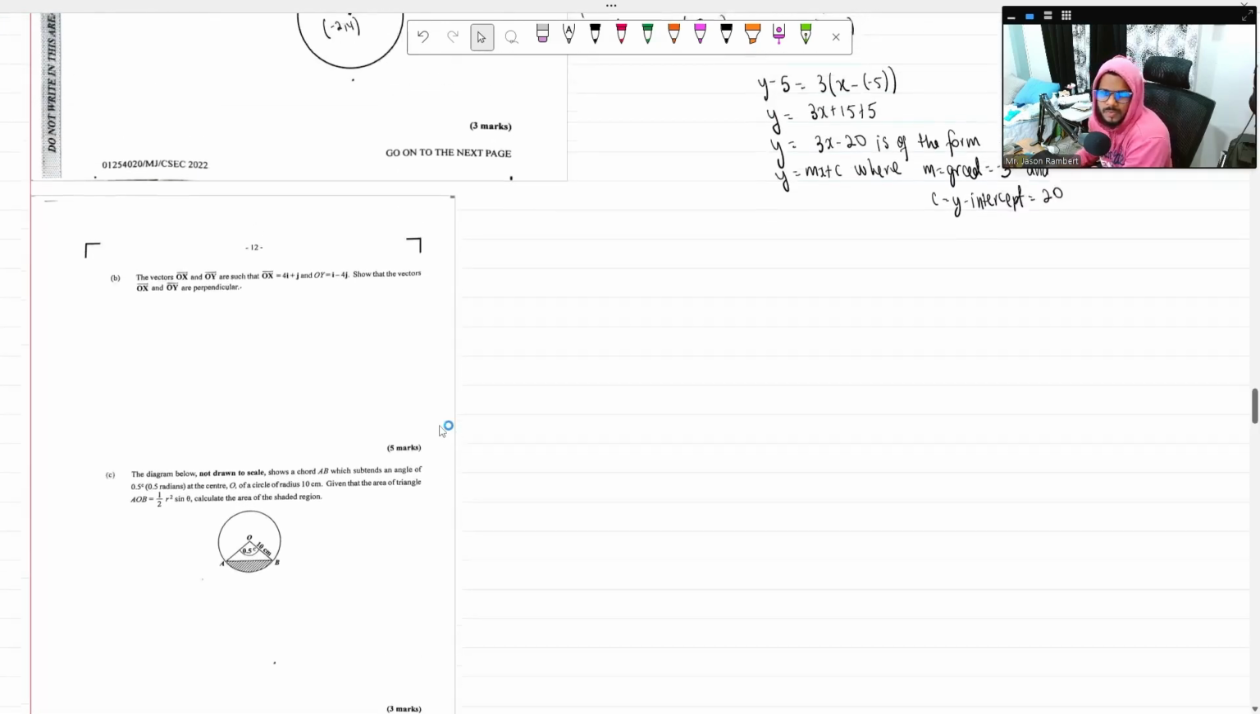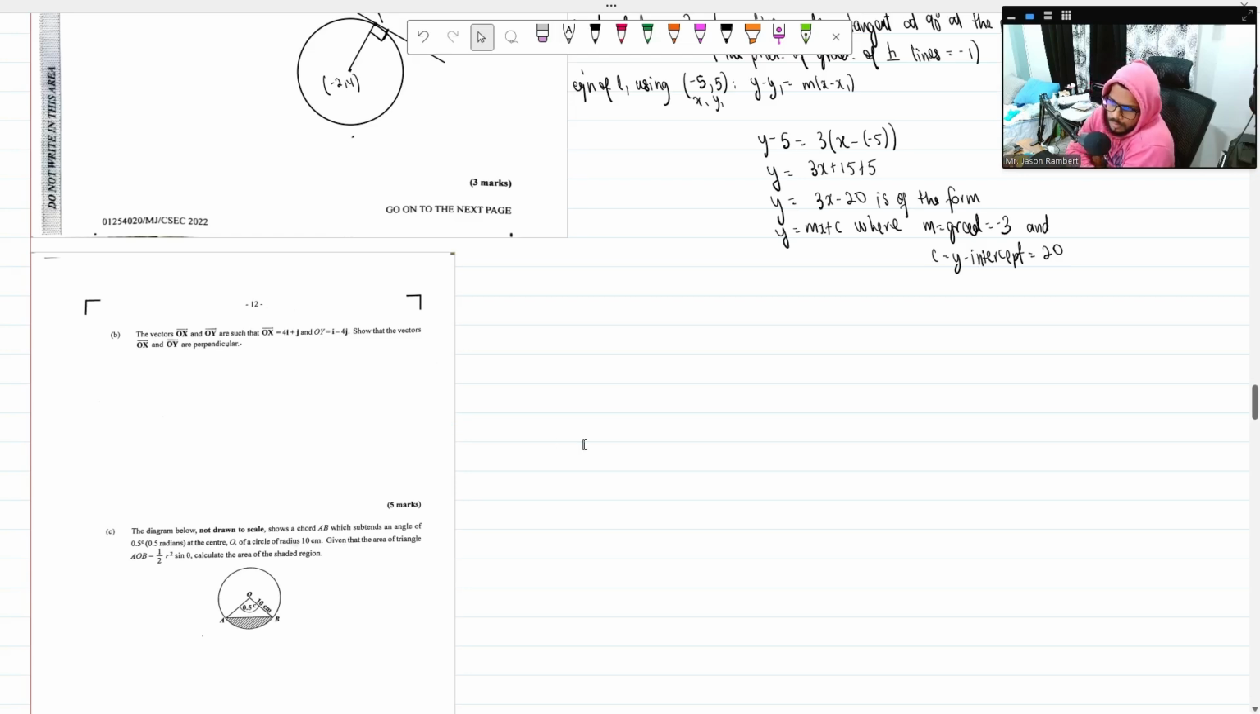Now I know this is written a little small, but I'll read out the question. The vectors OX and OY are such that OX, and I put in my arrow, is 4i plus j, and OY is i minus 4j. Show that the vectors OX and OY are perpendicular. All right, so I'm going to make life a little easier for myself. I'll let little x be this and little y be this, just to make life a little easier for myself, right?